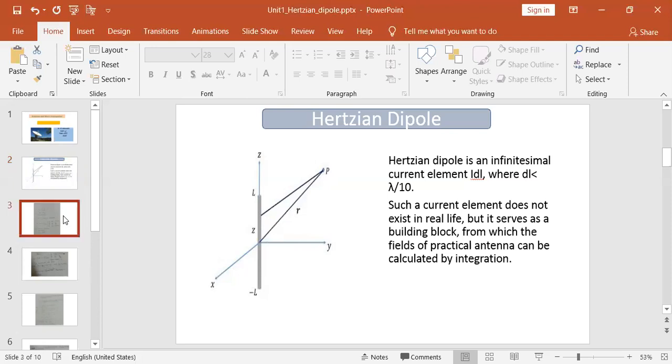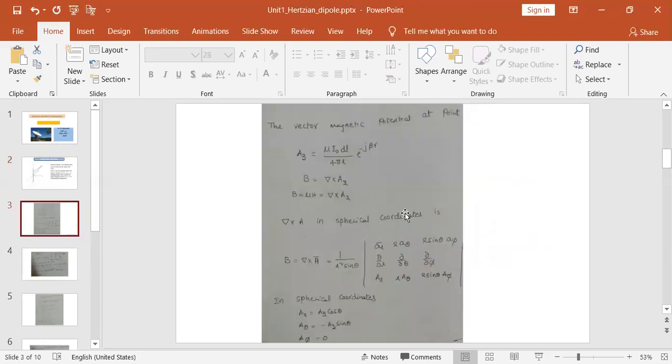So to calculate the components of field, we can use the vector magnetic potential Az, because the current is along the z direction. Az is equal to mu into I naught into dl by 4 pi r into e power minus j beta r. So our aim is to find the field.